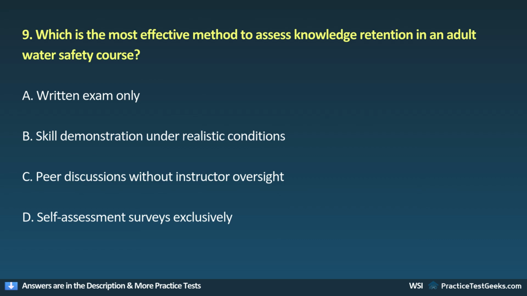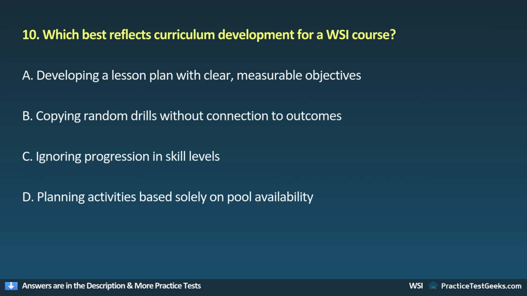9. Which is the most effective method to assess knowledge retention in an adult water safety course? A. Written exam only. B. Skill demonstration under realistic conditions. C. Peer discussions without instructor oversight. D. Self-assessment surveys exclusively.